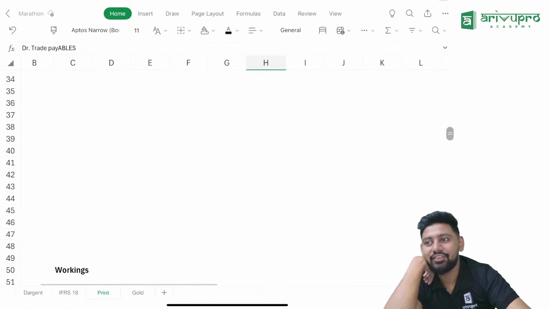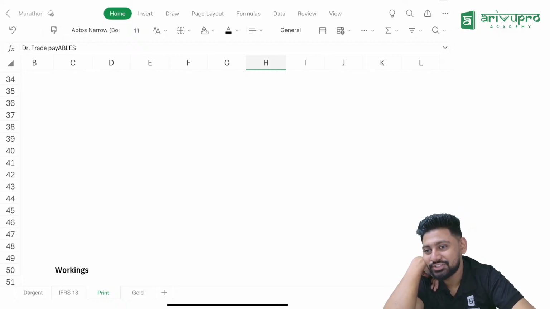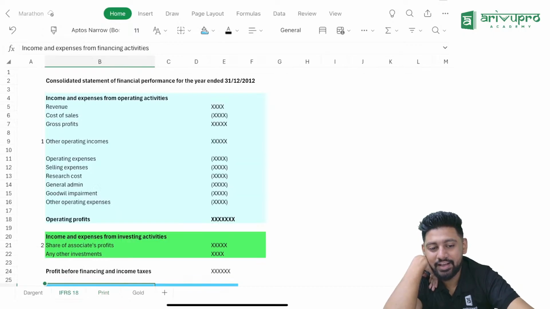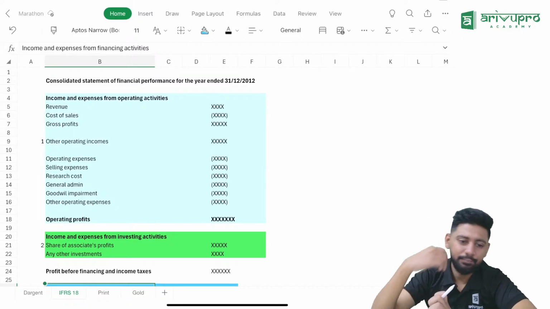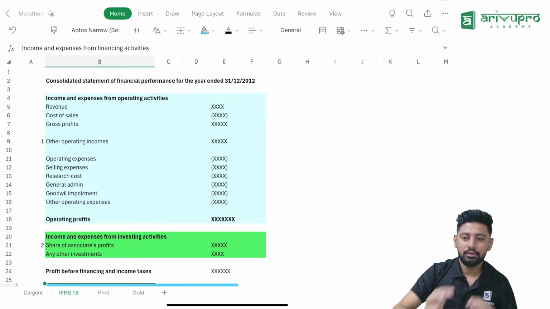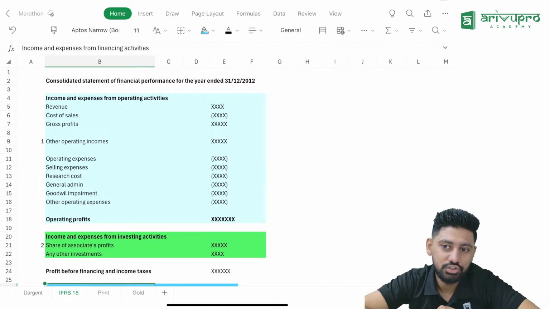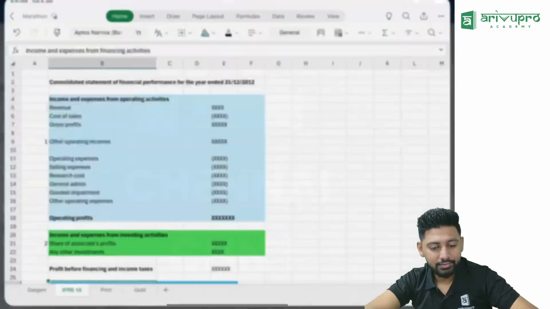Now that we are done with all the workings, it's time to do the income statement and balance sheet, the performance statement and statement of financial position. We have a nice structure in place, so we are going to copy paste that structure. As much as possible, we are going to adhere to our updated presentation statement. Superb. Now we're coming back.